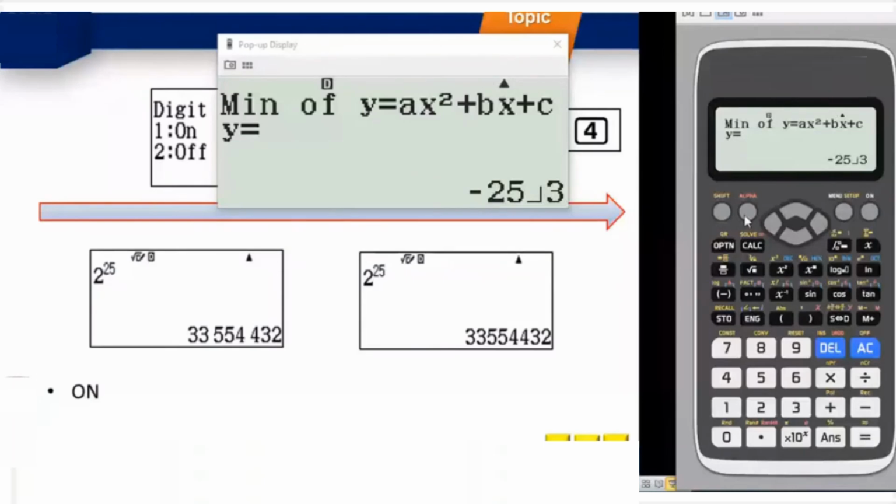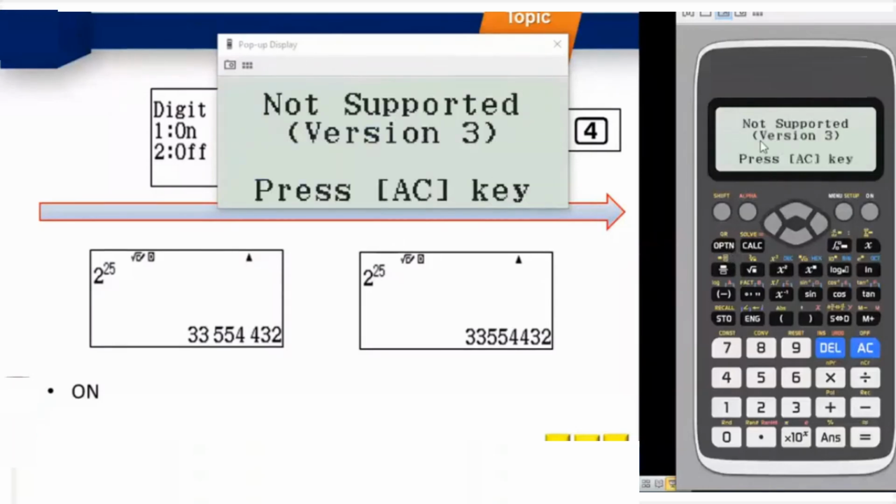All right. If I wish to see how this graph looks like, I will press shift and the OPTN button. It says not supported version 3. Since I pressed version 3 earlier, it is saying that version 3 does not support the solution to this particular equation.